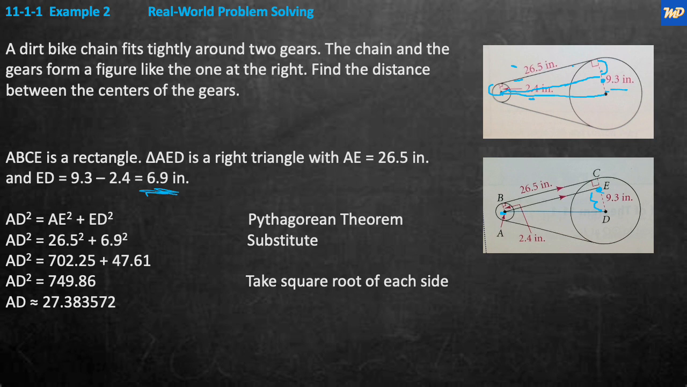So we're going to say that using Pythagorean, AD, which is the distance between the centers of the gears, the sprockets, squared, is equal to AE squared plus ED squared, which is 26.5 squared plus 6.9 squared. So that's the length of the new parallel line and our new segment over here, both of them squared and added. And when we do that, AD squared is going to be 702.25 plus 47.61. Okay, and that's in inches.